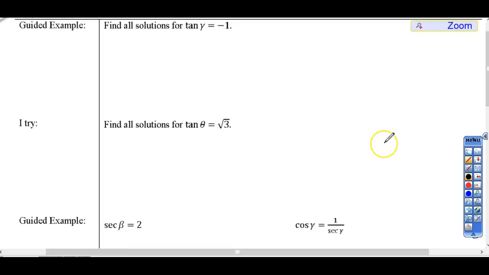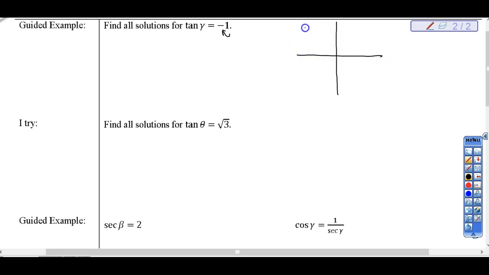So here we have find all solutions for tangent of gamma equals -1. So I want you to tell me what special right triangle that makes you think of when the tangent, sine over cosine, is 1? 45, 45, 90. So I want you to tell me, what quadrant would these triangles lie in if my tangent's -1? 2 and 4.